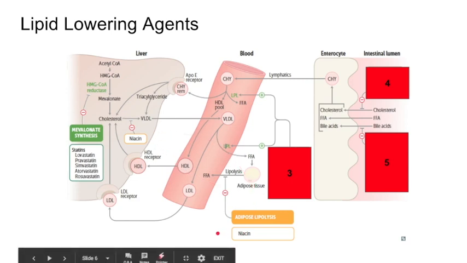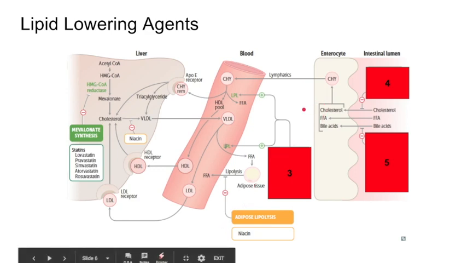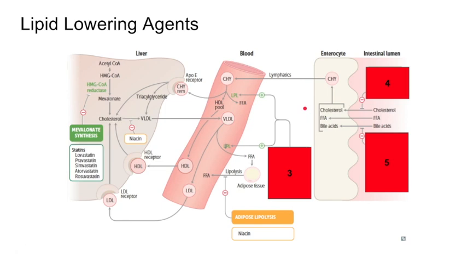This is a little bit of a trickier one. Number three, what is actually increasing lipoprotein lipase, increasing the amount of free fatty acid that we have created? These are our fibrates. Fibrates are upregulating our creation of free fatty acid.